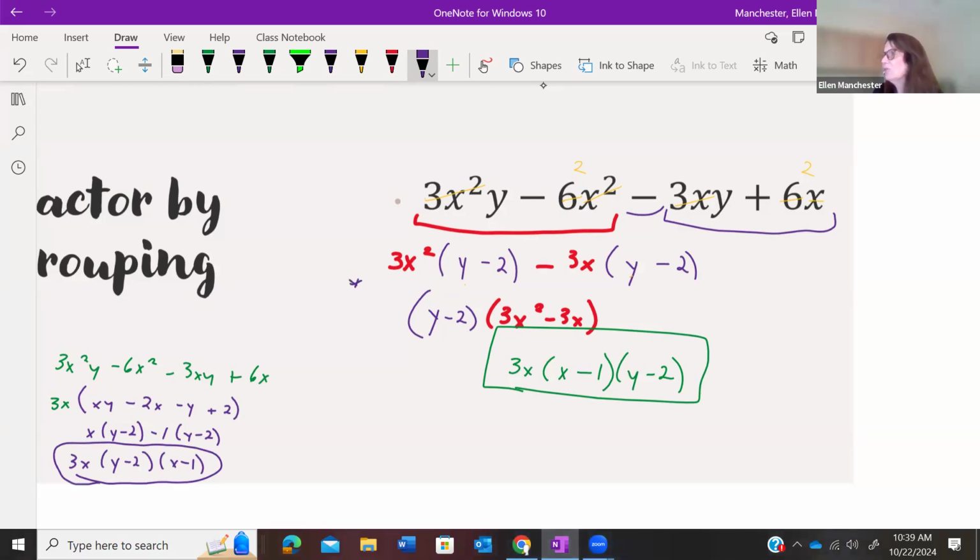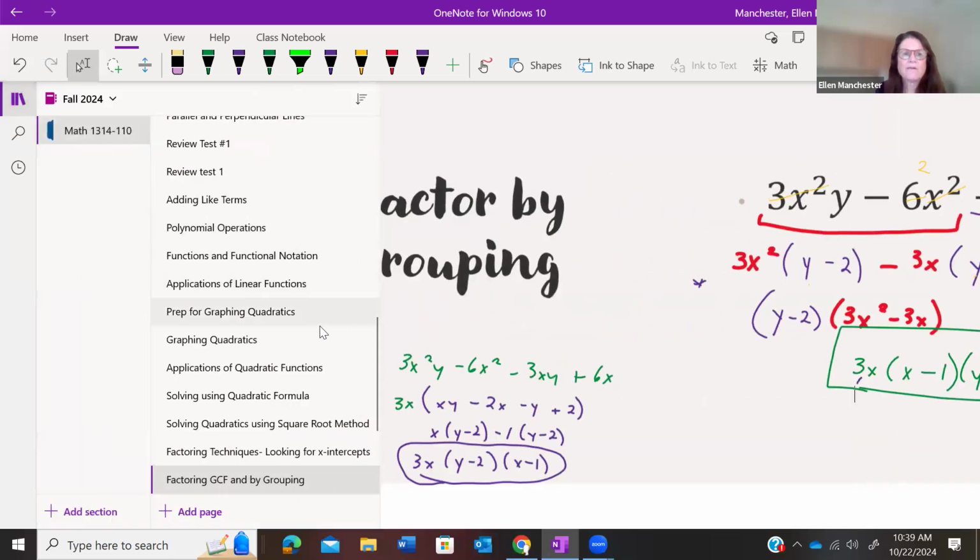I wanted to show you both because most people do it this way. They see 4 terms, they go right to it, and then you have to go, oh, I have a 3x in common, so I'm going to factor that out. Or always look for greatest common factor first, and then you can factor by grouping. And like I said, we're going to get lots of practice on this today.